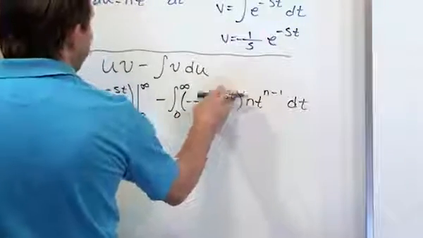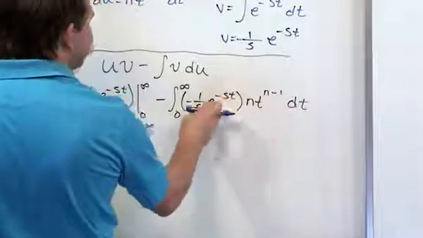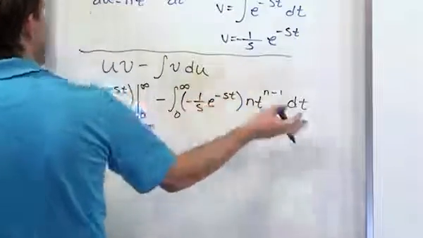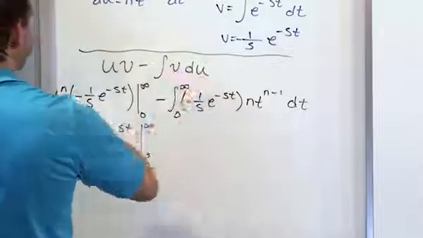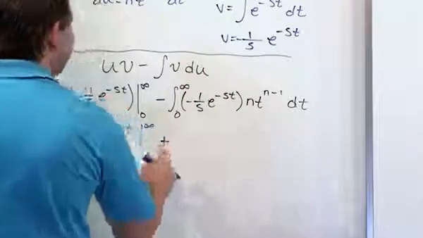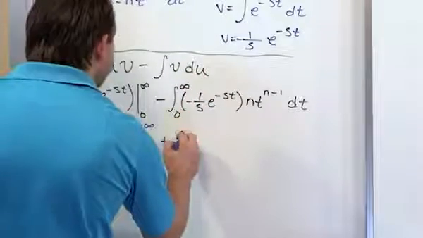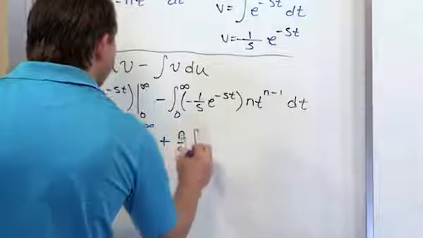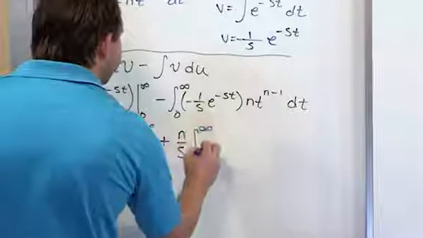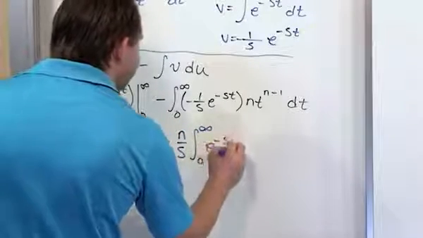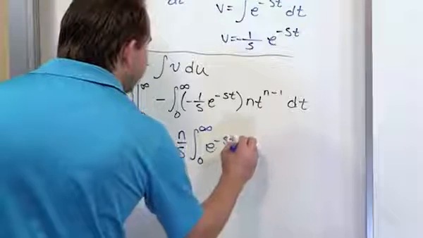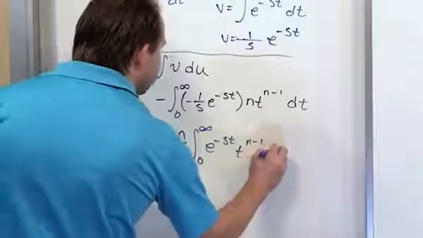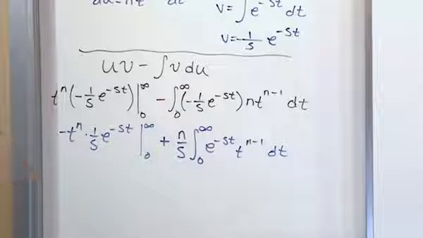This exponential you can't pull outside because it's got a t in there, but this 1 over s and this n can both come out, and this negative sign can come out too, so that's going to make it a positive. What actually comes out is n over s, integral from 0 to infinity, e to the minus st, and then you have t to the n minus 1 dt.